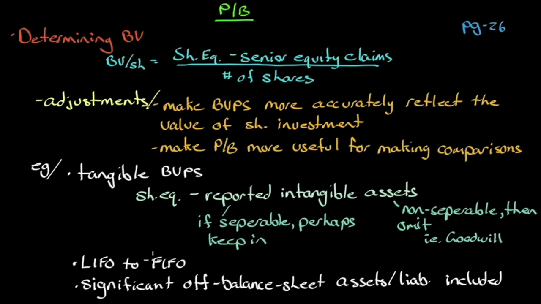LIFO to FIFO. LIFO is an American, not an American, let's say it right, it's a GAAP accounting standard, whereas FIFO is, first of all, any reporting for taxes is going to be FIFO. And any IFRS is going to be FIFO because LIFO is not allowed there. Well, that will result in different values for inventory, again, affecting book value per share. Significant off-balance sheet assets or liabilities should also be included.